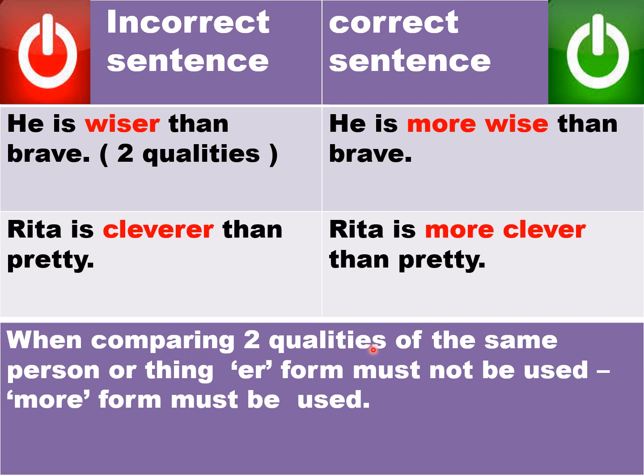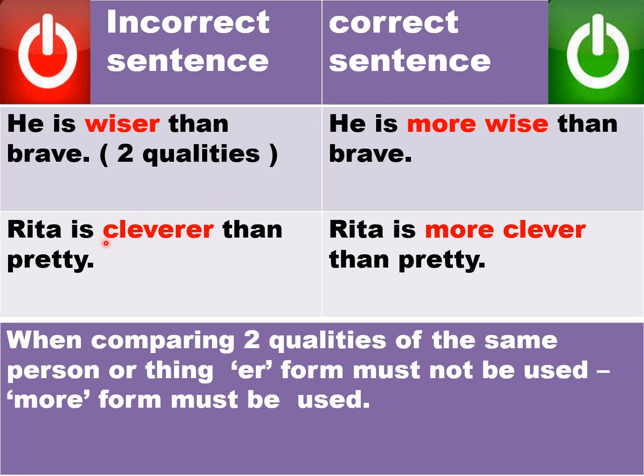When comparing two qualities of the same person or thing, ER form must not be used. Instead of that, we must use more form. See the examples. He is wiser than brave. Two qualities are referred here, wise and brave, and we are talking about one person. So instead of this ER form, we must use more form. He is more wise than brave.